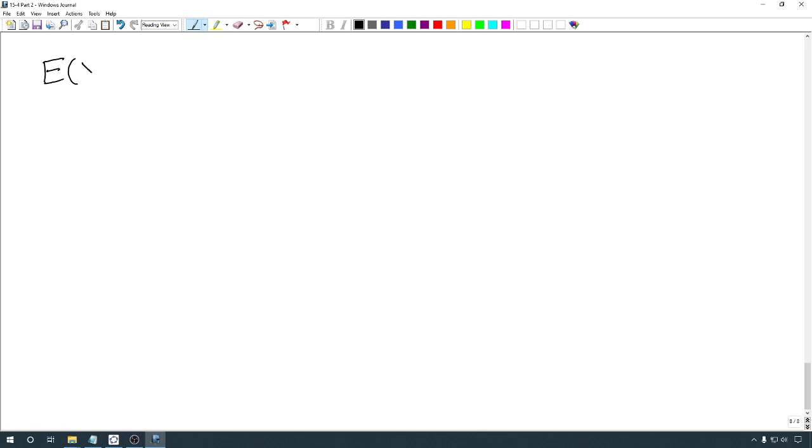So E of x, and I know the book doesn't use this notation, but I'm going to go ahead and use that here. We're going to look at the integral of R2, of x times our function. Our function was 4xy.